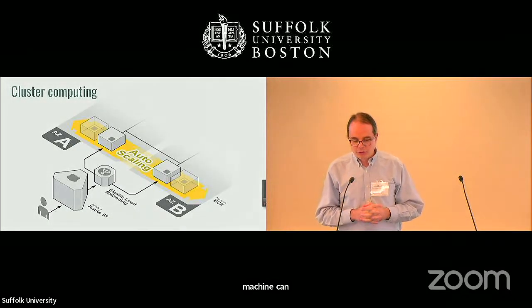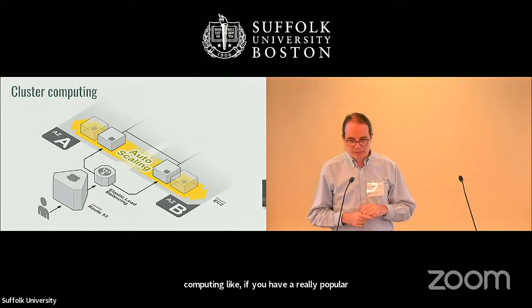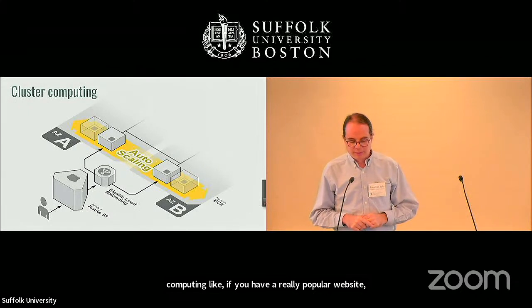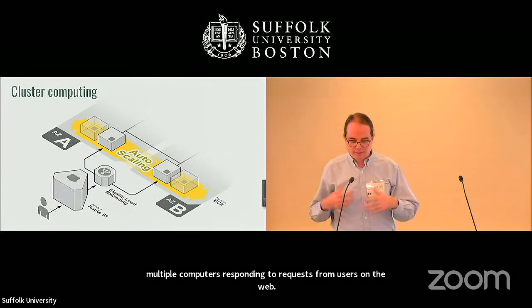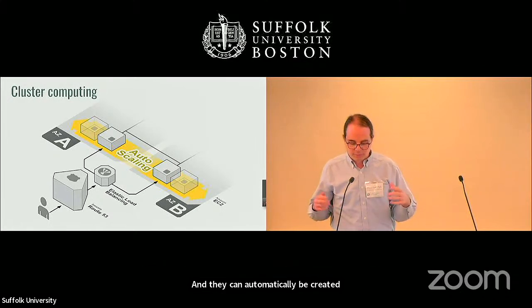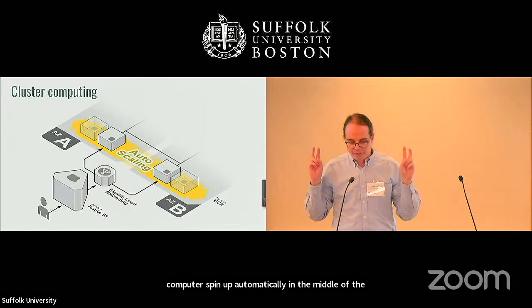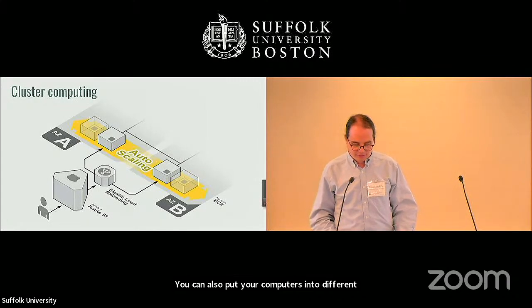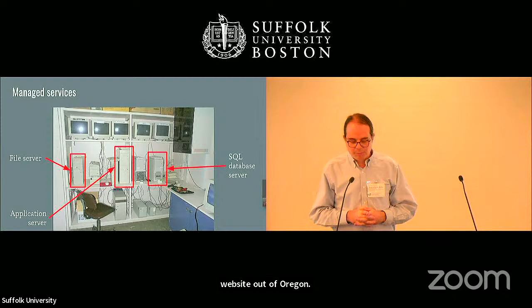Another thing that the cloud can do is cluster computing. Like if you have a really popular website and it would crash a single computer, you can have multiple computers responding to requests from users on the web, and they can automatically be created. Like if your site suddenly goes viral, you can have more than one computer spin up automatically in the middle of the night. You can also put your computers into different availability zones and regions so that if something bad were to happen in Virginia, you can run your website out of Oregon. Another thing that the cloud can do that's helpful is provide managed services.